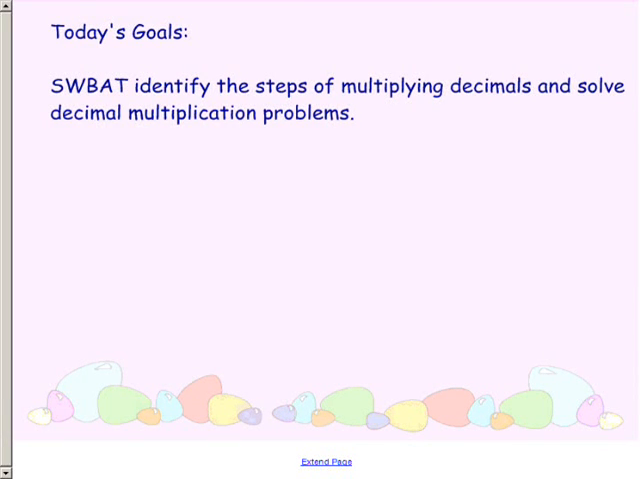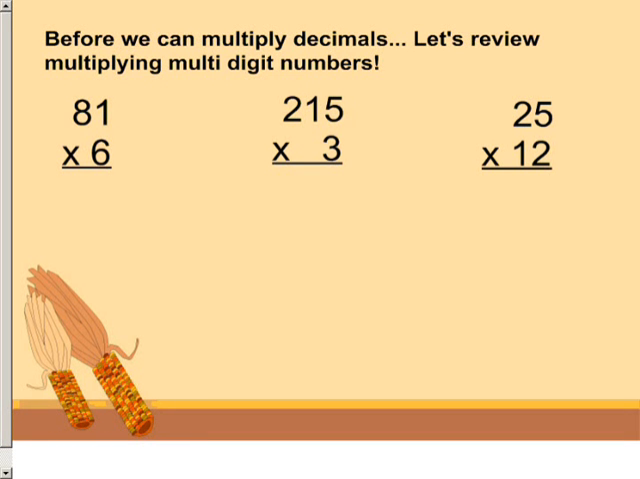Here are today's goals. Students will be able to identify the steps of multiplying decimals and will be able to solve decimal multiplication problems. Now before we can multiply decimals, we need to remember just how to multiply 2 to 3 digit numbers without decimals.